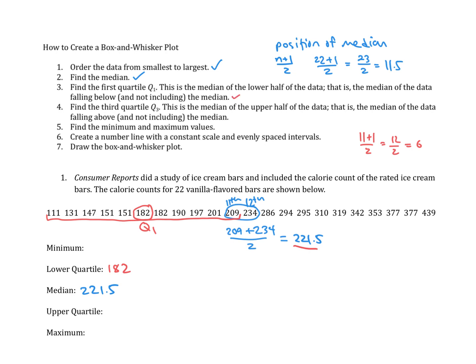Now I need to find Q3, which is the median of the upper half of the data values. So I'm going to take these upper 11 numbers and find their median. And again, it's going to be the sixth number in that list, 1, 2, 3, 4, 5, 6, and I get 319. So that is my Q3.